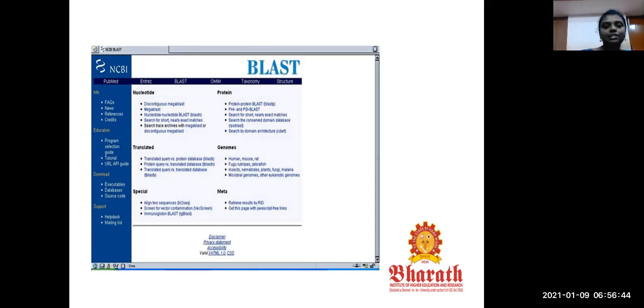And translated, like translated query versus protein databases. If you know only the translated query, we can search with the protein database. Those kinds of things can also be identified with the use of this BLAST software. So it was created by NCBI.